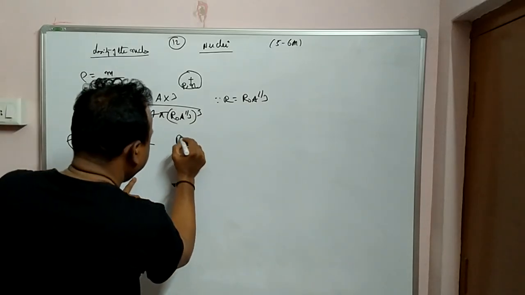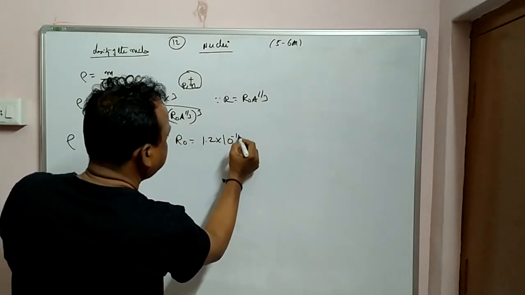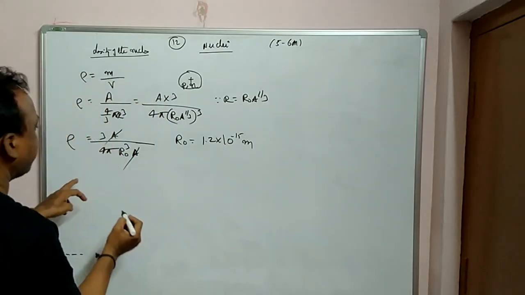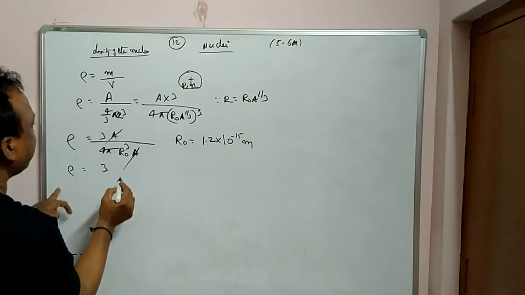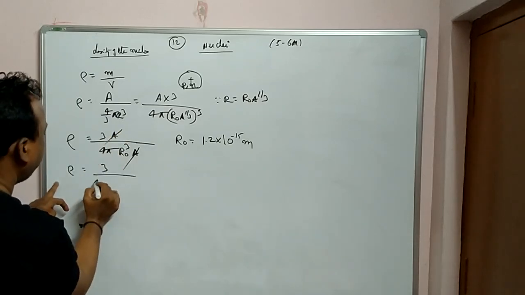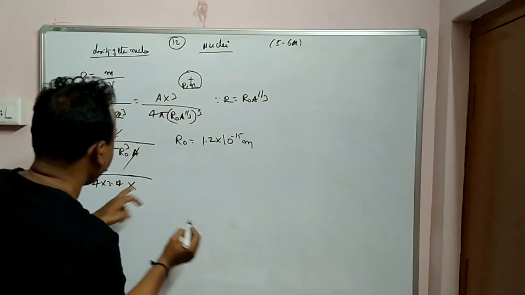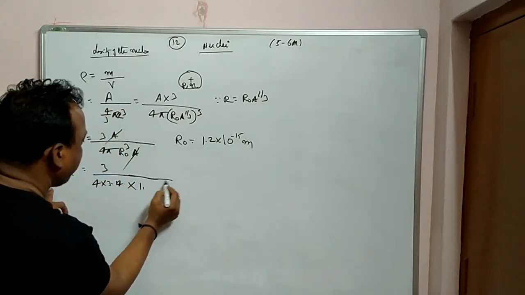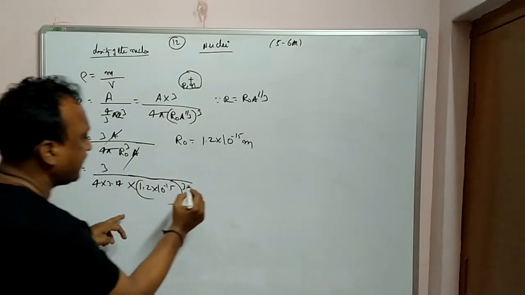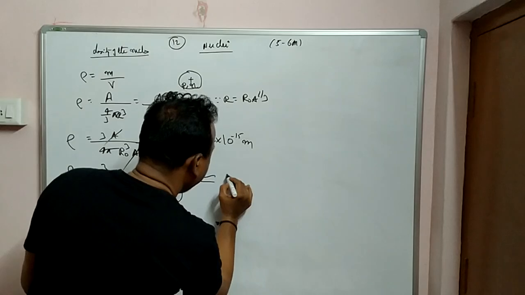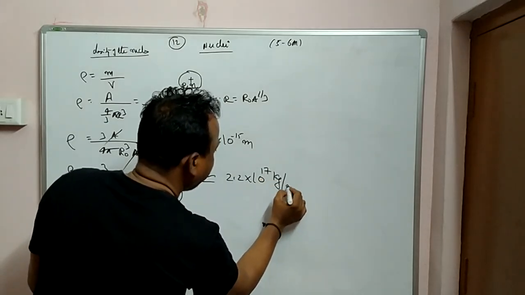And we know what the r naught value is also. Just now I told you 1.2 into 10 to the power of minus 15 meters. When you substitute that value here, a cancels out, there is nothing else above. 3/4 pi, that means 3.14 or 22/7. When you substitute this value, 1.2 into 10 power minus 15 whole cube, and you solve this one, you will be getting nearly around 2.2 into 10 to the power of 17 kg per meter cube.